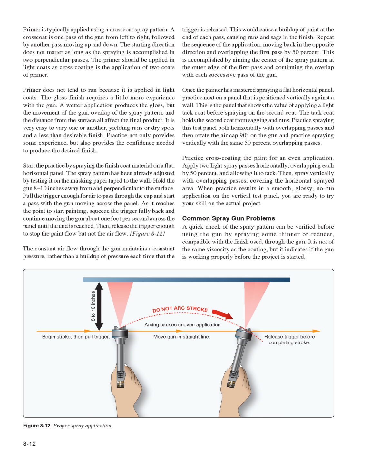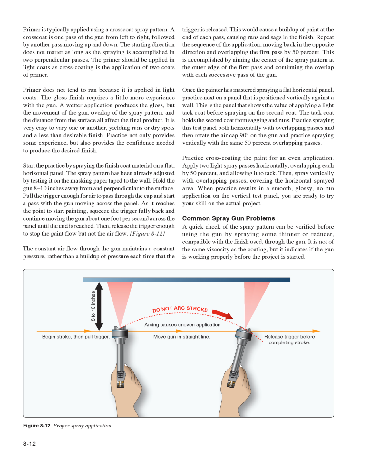Then, release the trigger enough to stop the paint flow but not the air flow. Figure 8.12, the constant air flow through the gun maintains a constant pressure, rather than a buildup of pressure each time that the trigger is released. This would cause a buildup of paint at the end of each pass, causing runs and sags in the finish.